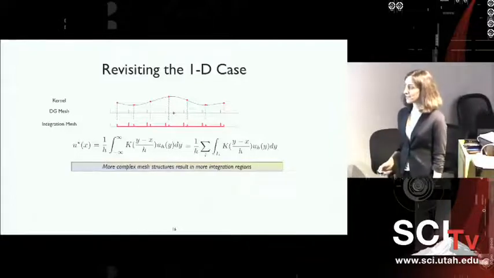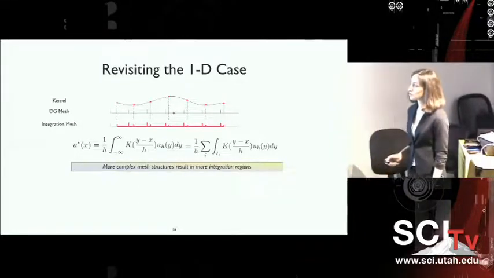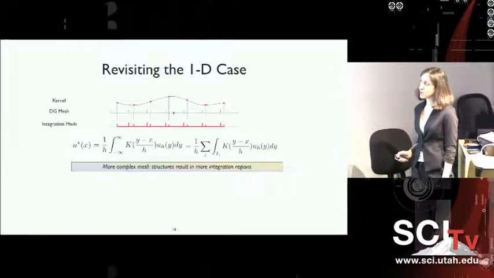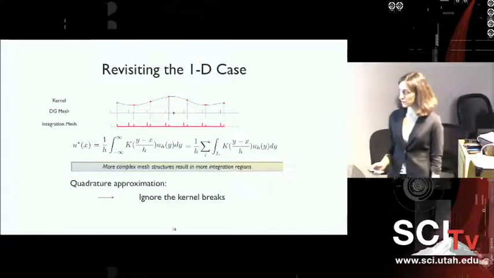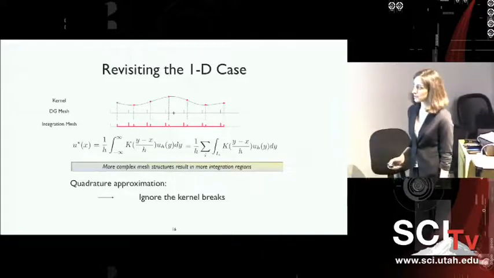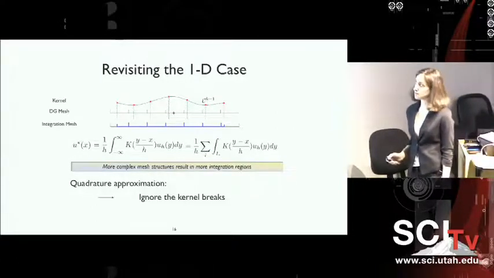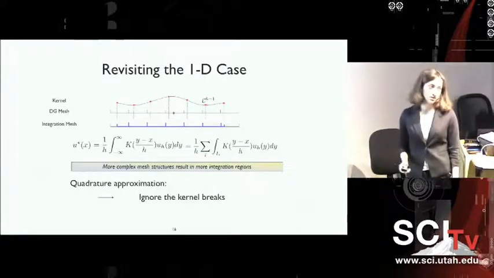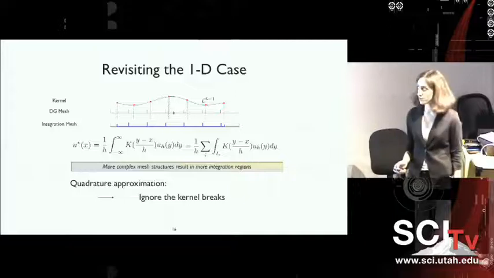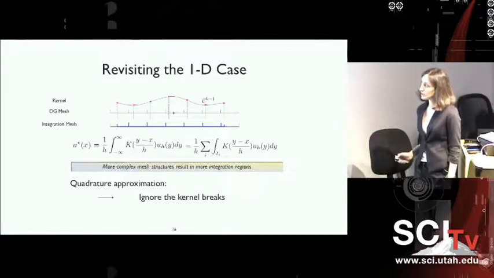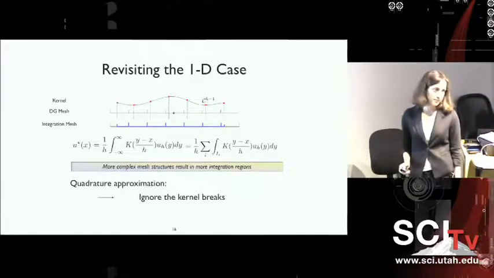But more complex mesh structures could result in more integration regions due to more subdivisions that we might have over each DG element. So an alternative approach would be to use quadrature approximation, and one way to do that is to ignore the kernel breaks. The idea behind this is that we still have some level of continuity at these kernel breaks, so we are able to control the error by just increasing the number of quadrature points. As a result, when evaluating this integral, I only have one integration region, which is the DG element itself. So the integration mesh and the DG mesh will be the same.